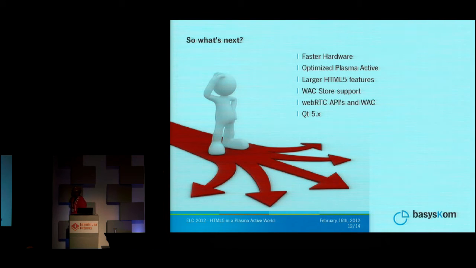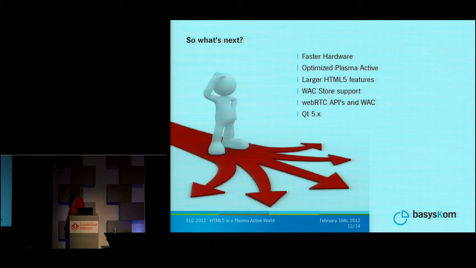So, well, I kind of already went over this, what's next. Like I said, faster hardware, optimized PlasmaActive, better support for HTML5 features, WAC store support. You know, this slide is exactly the area that we were mentioning earlier.